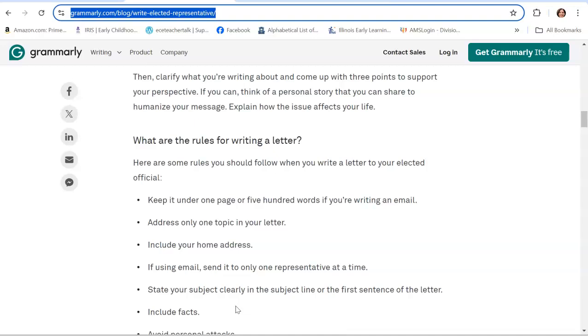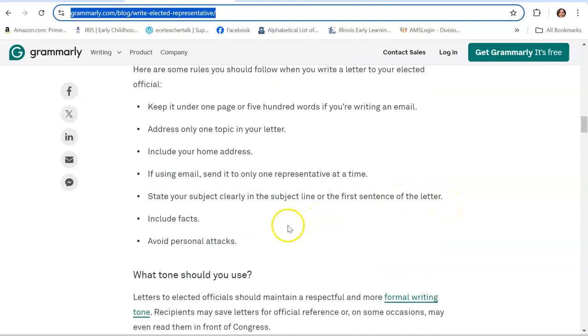I would recommend that you write your letter in Microsoft Word or something like that to make sure that everything is grammatically correct and accurate, and then copy and paste it into the format. There's usually a template that you have to fill out, like a form online, to send an email to your representative or your senator. And that's true at the state or federal levels. So include facts. Like I said, keep it positive.